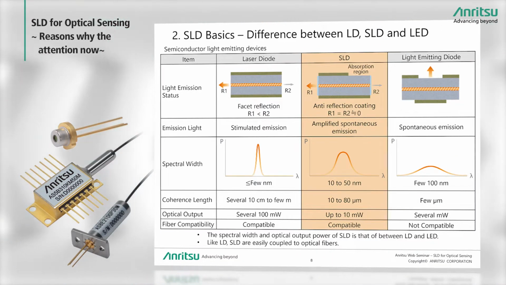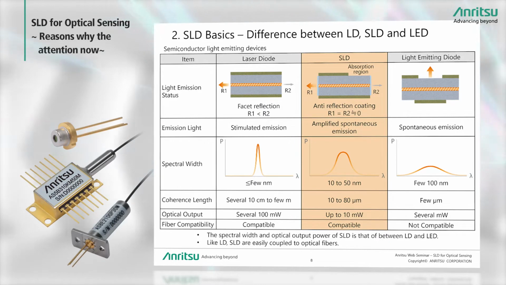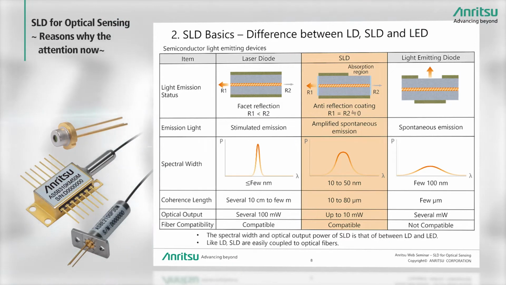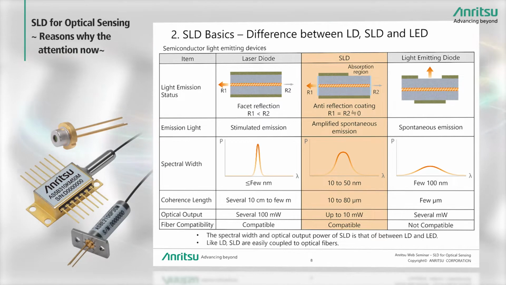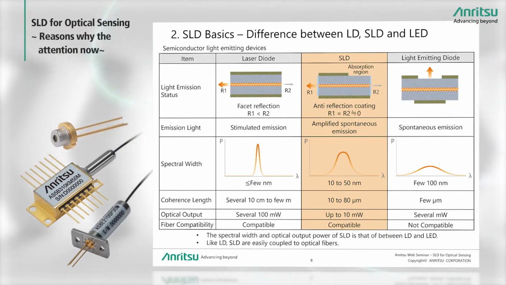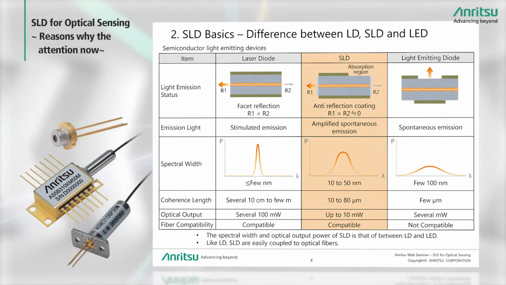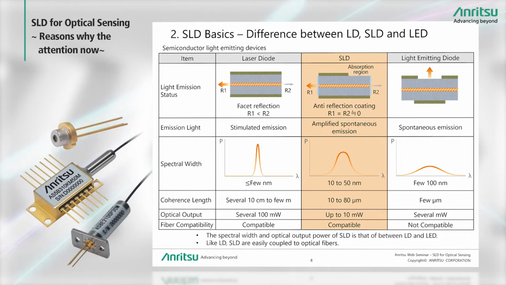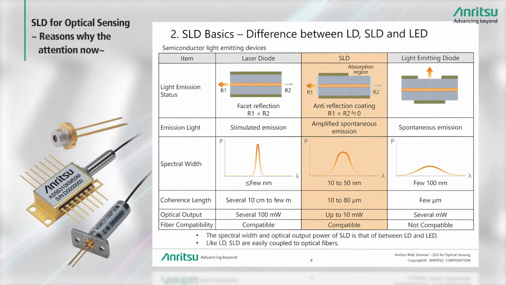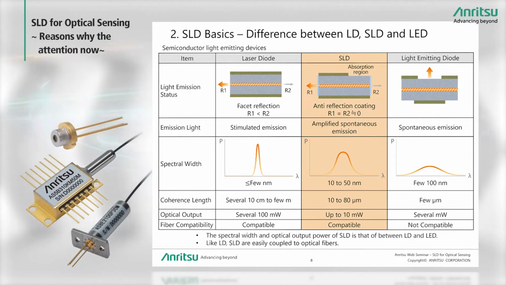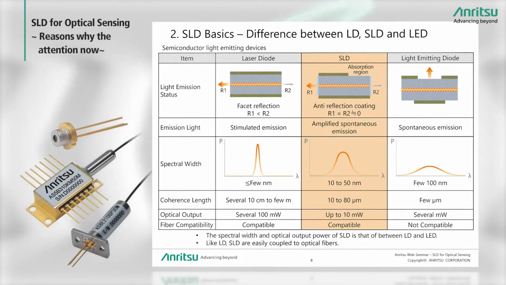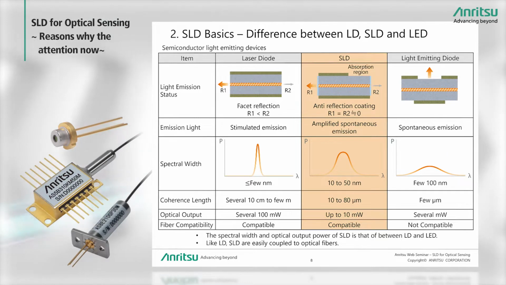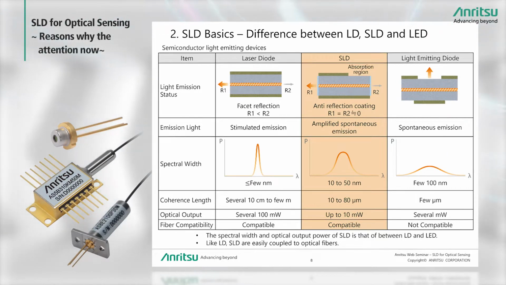This slide shows the differences between LD, SLD, and LED. There are three types of semiconductor light-emitting devices: the laser diode LD, the superluminescent diode SLD explained in this webinar, and the light-emitting diode LED. The top row in the figure shows a cross section of each device. Laser diodes have a coating film on both facets forming a laser chip for amplifying light by reflection and resonance within the device, and emit the stimulated emission light.